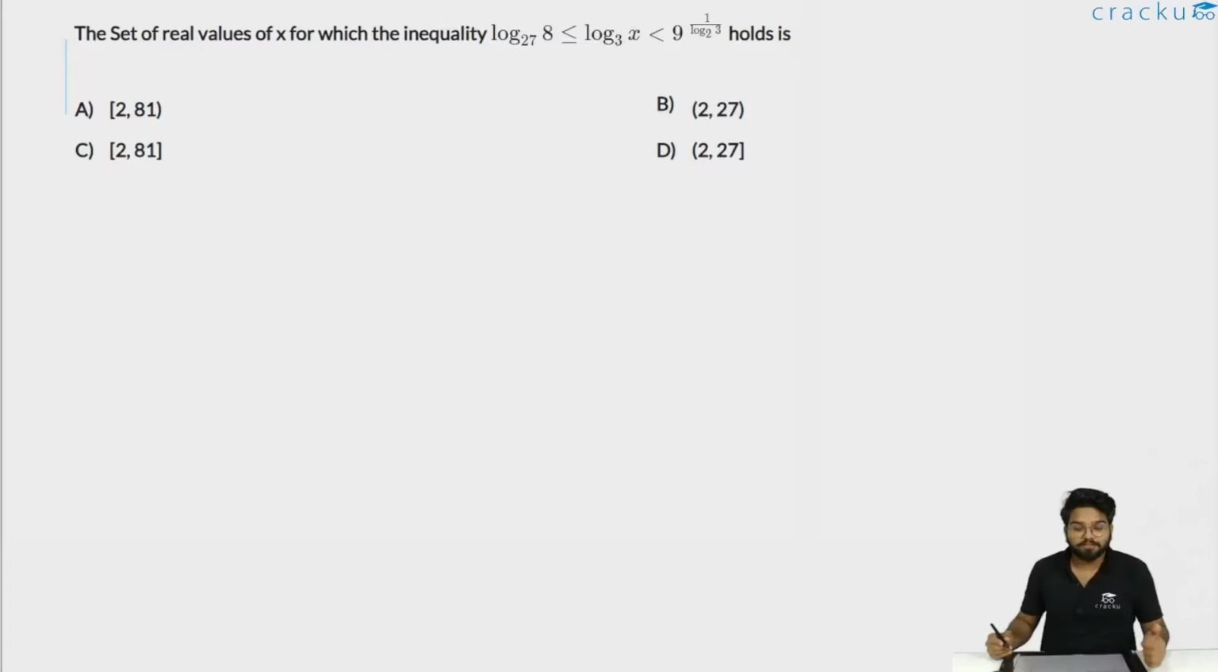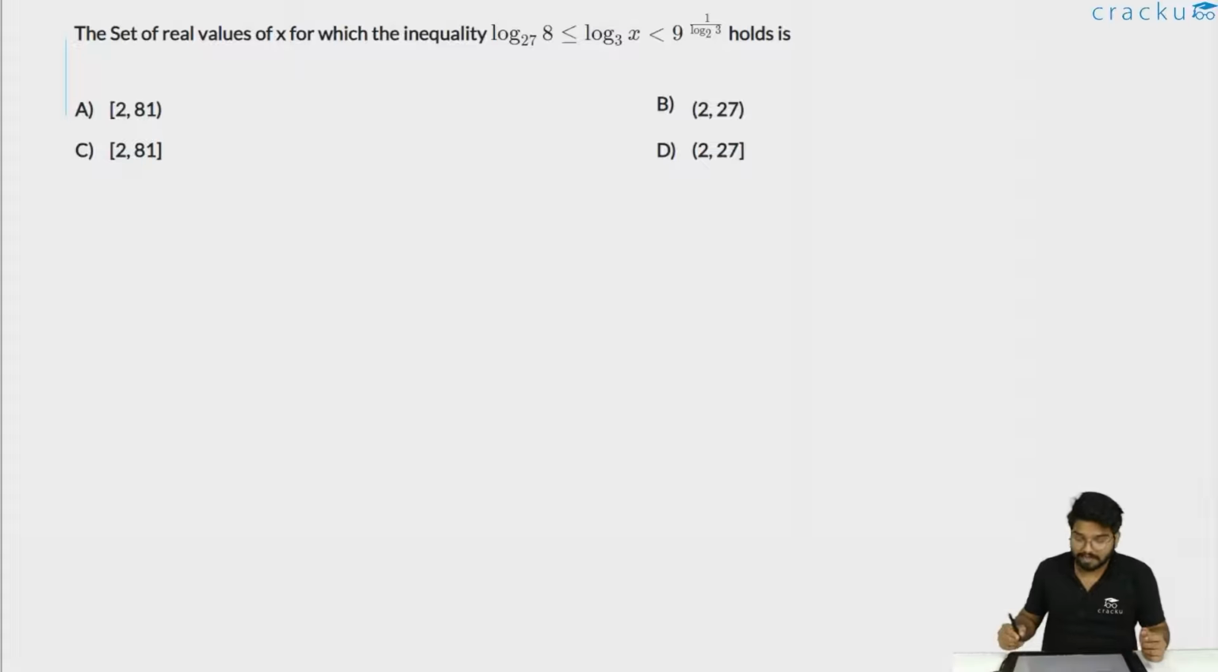Hi guys, we have this question based on logarithm. This question says that the set of real values of x for which the inequality logarithm of 8 with base 27 should be less than or equal to log x with the base 3 should be less than 9 raised to 1 by log 3 with base 2 holds. Now basically in this question, the ultimate goal to take this question was to explain just one property.